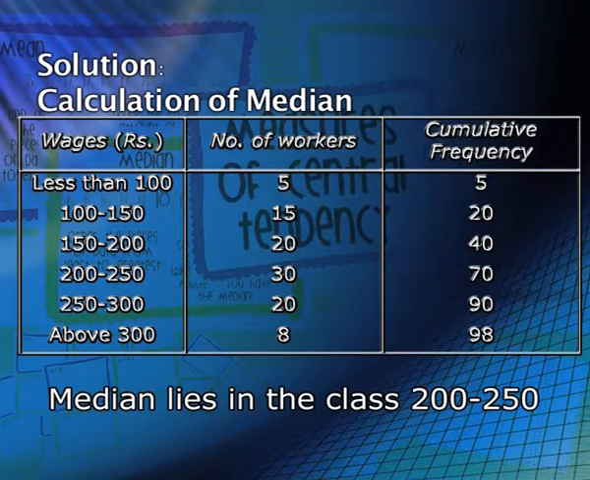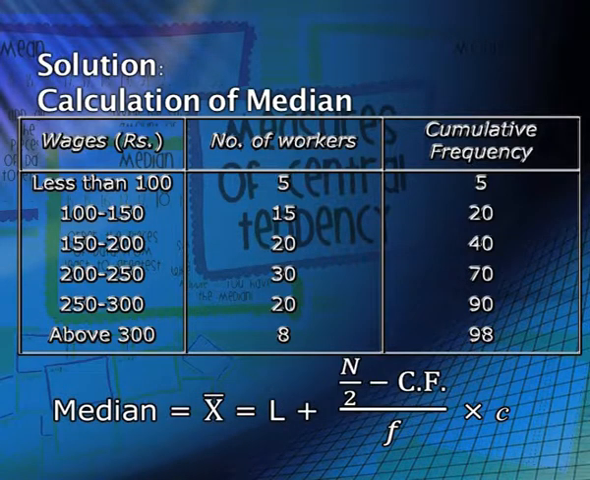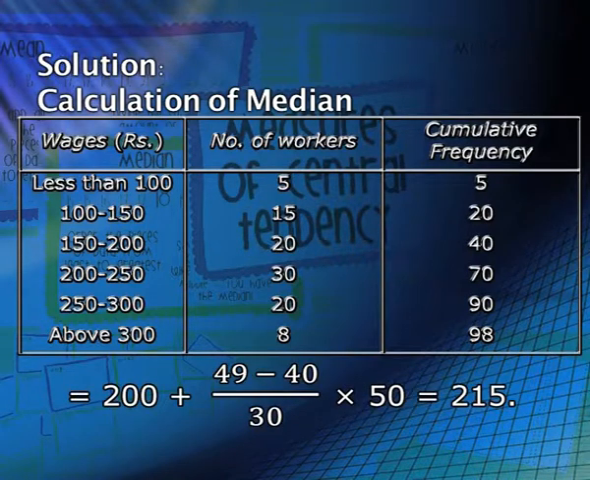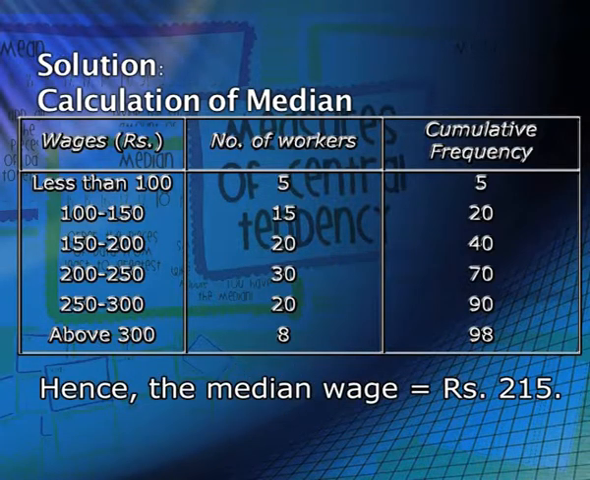So median lies in the class 200 to 250. Now this is the median class. So we'll apply the formula now. Median equals to x bar equals to L plus n by 2 minus CF, the whole thing divided by F times C, which is equal to 200 plus 49 minus 40 divided by 30 times 50, where 50 is the class size. That is equal to 215. Hence the median wage will be rupees 250.